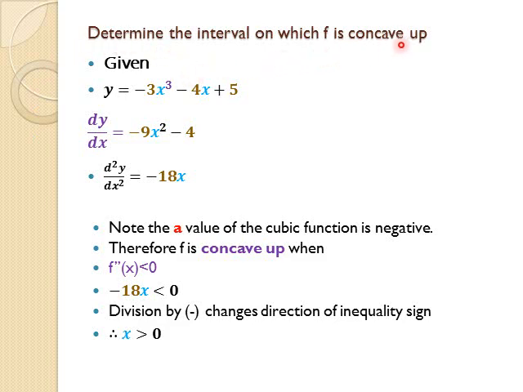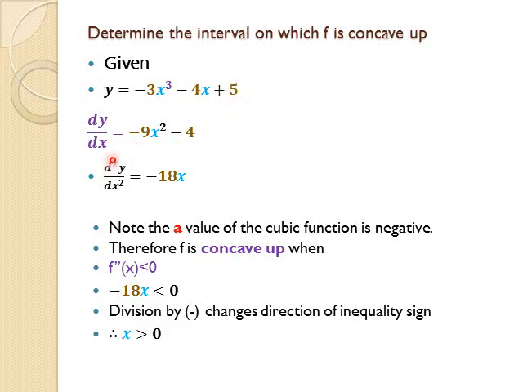Determine the interval on which f is concave up. Given y equals negative 3x cubed minus 4x plus 5. See the a value there is given as negative 3. In the previous one, the a value was positive 1. Because they've given y, I'm going to differentiate y with respect to x. 3 times negative 3 gives me negative 9, and 3 minus 1 gives me 2. 1 times negative 4 gives negative 4, 1 minus 1 is 0, and x to the power 0 is 1, so it stays negative 4. The derivative of a constant falls away.